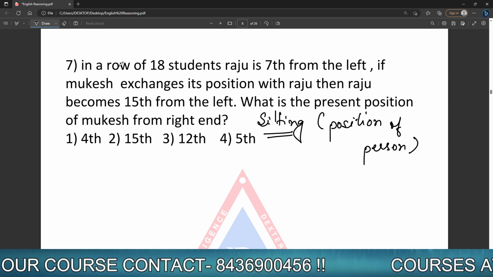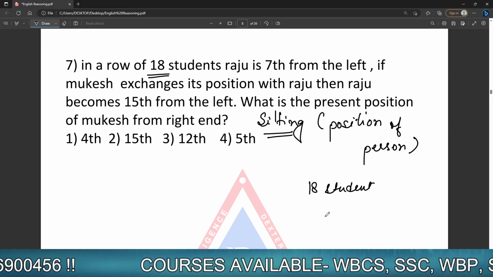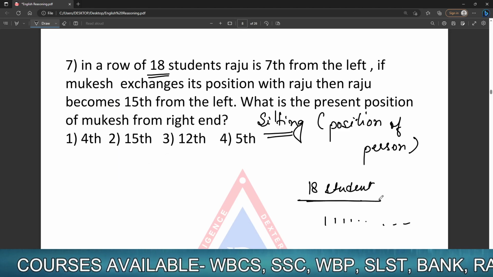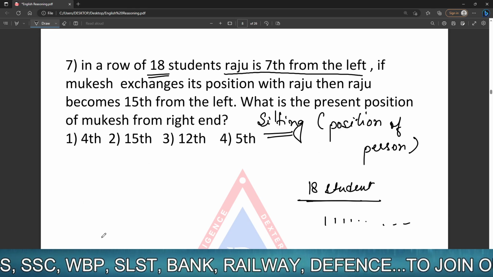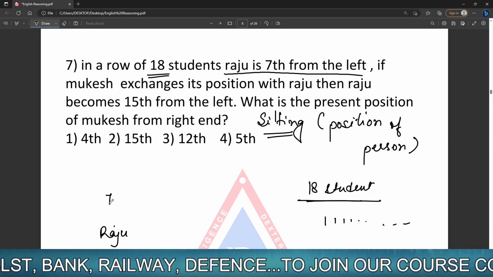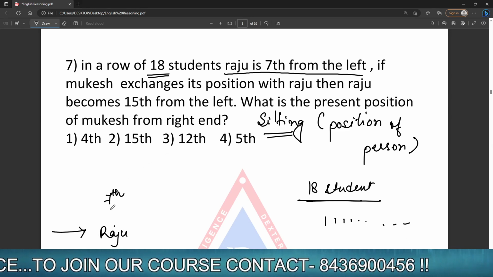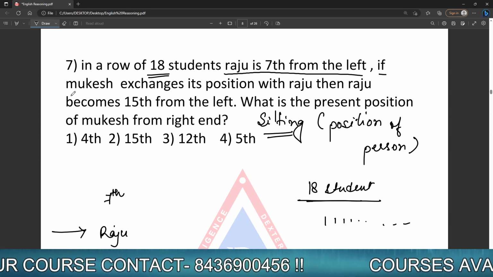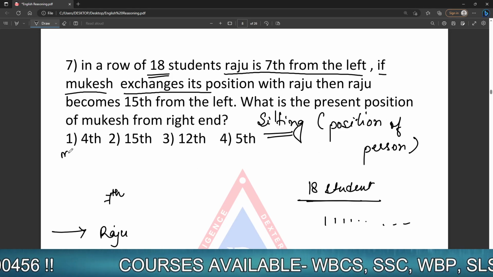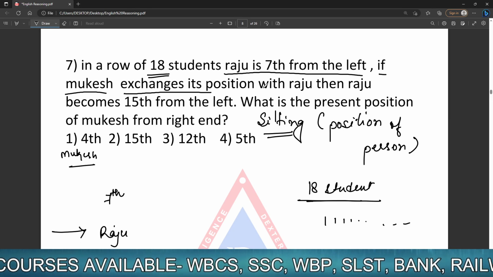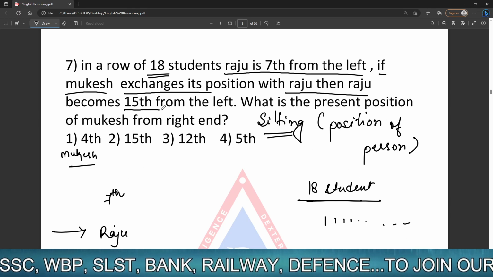So what is given? In a row of 18 students, that means there are a total of 18 students in a row like this, so on till 18 students. It is given Raju is 7th from the left. If we write Raju over here, it is 7th from the left. Then if Mukesh exchanges his position with Raju, then Raju becomes 15th from the left.